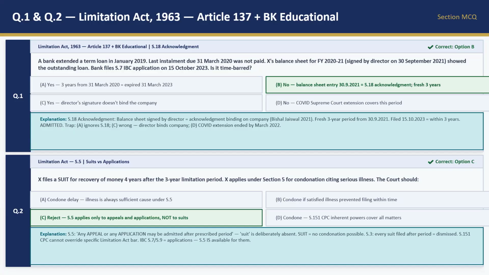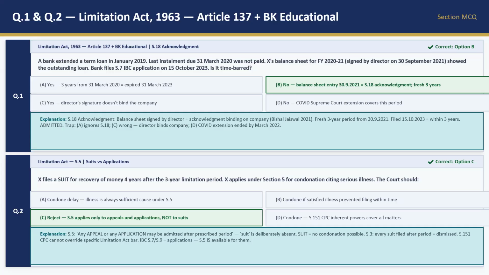X files a suit for recovery of money 4 years after the 3-year limitation period. X applies under section 5 for condonation, citing serious illness. So what should the court do? Because section 5 applies only to appeals and applications and not to suits, the court will reject this application for condonation of delay under section 5.